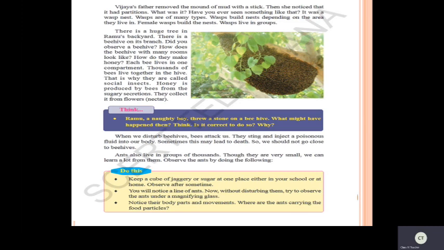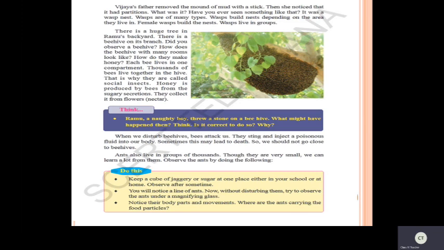Have you ever seen a beehive, children? Honeybees make the hive. We will call it a beehive. Have you ever seen one in your school or near your home? Yes, I hope many of us have seen these honeybee hives. So did you observe this beehive? How does the beehive with many rooms look? Small rooms. Have you ever seen the small rooms? Yes, we have seen it, right?